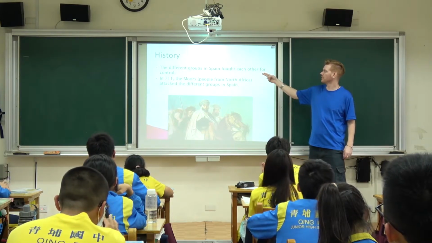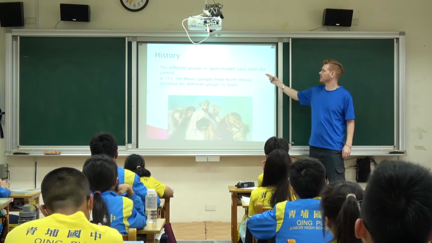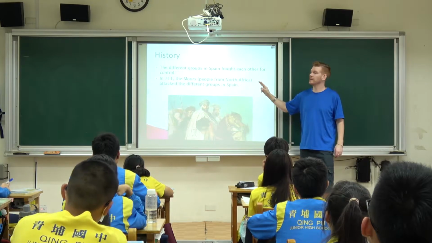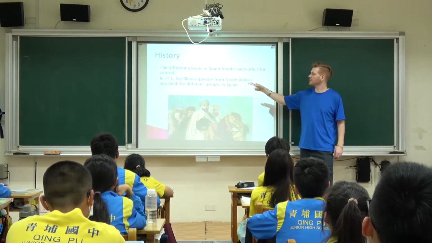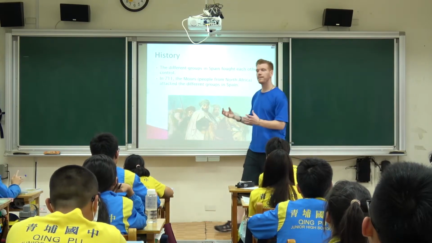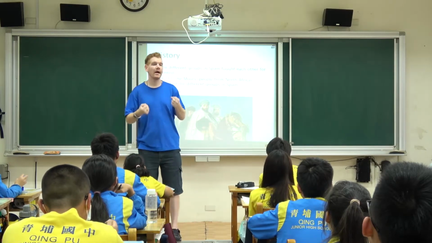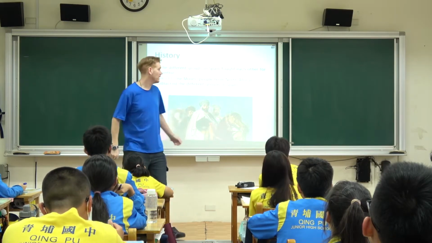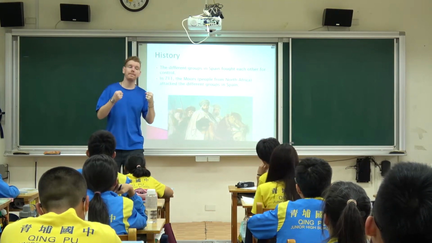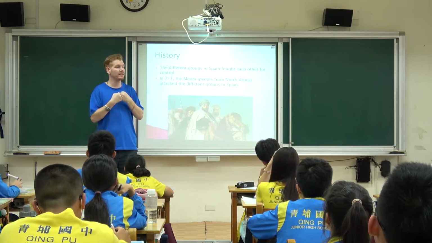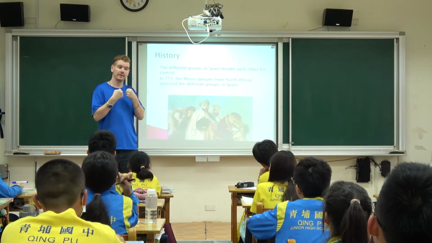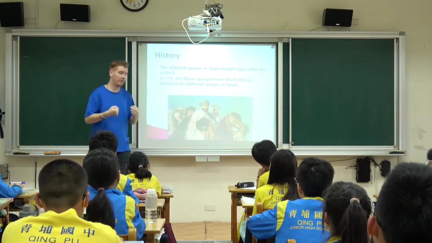The different groups in Spain fought each other for control. In 711, the Moors attacked the different groups in Spain. So in Spain, there were lots of different groups and they were fighting. In 711, the Moors saw the different groups in Spain fighting, so they went to Spain and attacked.